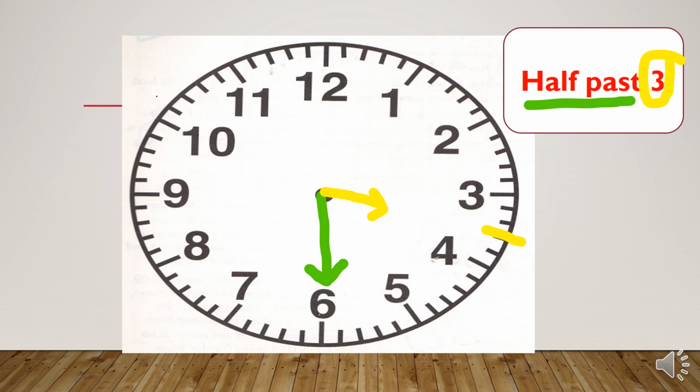Again, the yellow hand shows the hour, which is between 3 and 4. If you draw it exactly at 3, your answer will not be correct. Or if you draw it exactly at 4, your answer will also not be correct. But if you make it exactly between 3 and 4, this shows that you understand the lesson. And when I say half past, without thinking, you can draw the minute hand directly to number 6. So the time is 3:30.